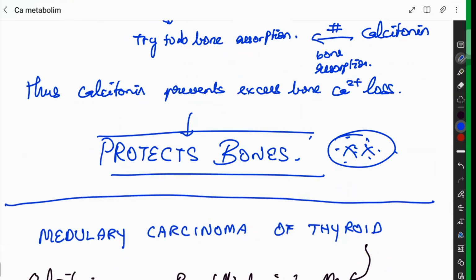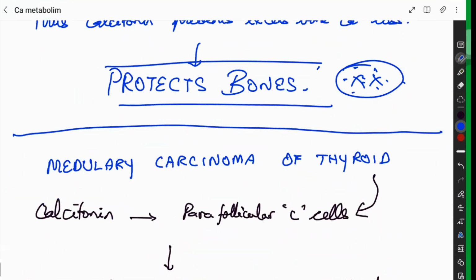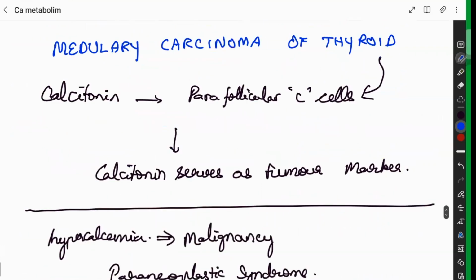Now another important concept you have to understand is that calcitonin is produced in the parafollicular C cells. So in medullary carcinoma of the thyroid, there is a malignant growth of your parafollicular C cells. This produces excessive calcitonin. Therefore, calcitonin acts as a tumor marker. So in medullary carcinoma of the thyroid, your calcitonin serves as a tumor marker.